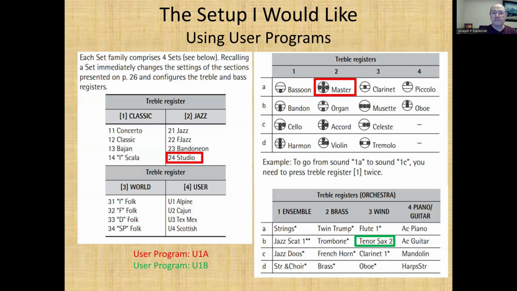Okay, so the setup that I'm talking about would be something like this. I would go into 2/4, and you see I have it highlighted there. So I would have the Studio Accordion, and I would have the master set. That would be my User Program 1A. For User Program 1B, I would have Orchestral turned on, the accordion turned off, or whatever else I want. But we'll say it's turned off, and I'm just going to the tenor sax. So when I hit 1B, the tenor sax is on, the accordion is off. Okay.